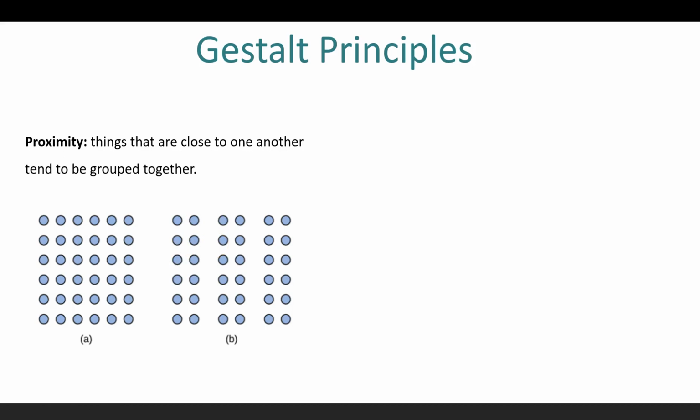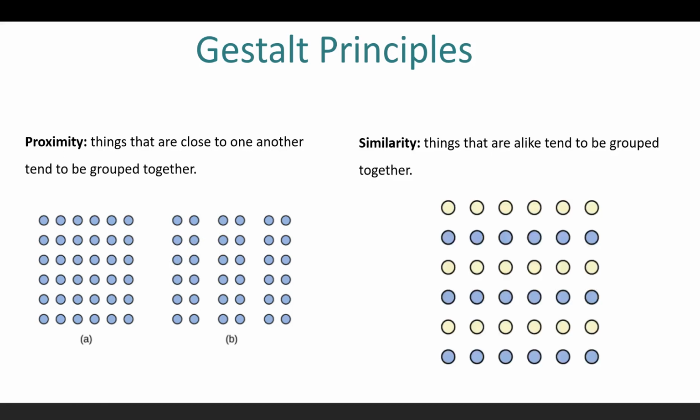And then another idea of Gestalt principles is similarity. So things that are alike tend to be grouped together. Here's another example of dots. So they're the same amount of dots, but the color of them are different. And so we automatically perceive the blue colored ones as being similar, or the yellow colored ones being similar to other yellow colored dots.